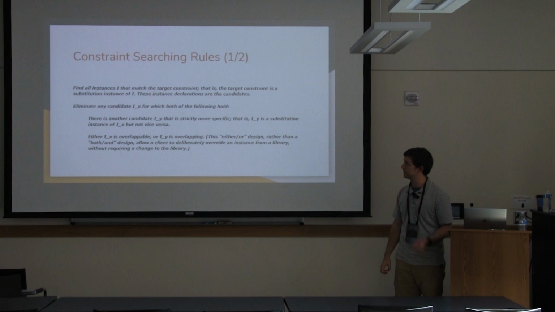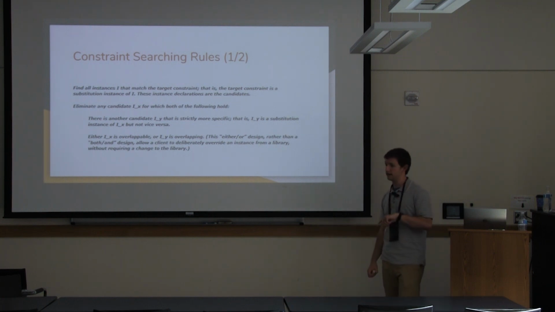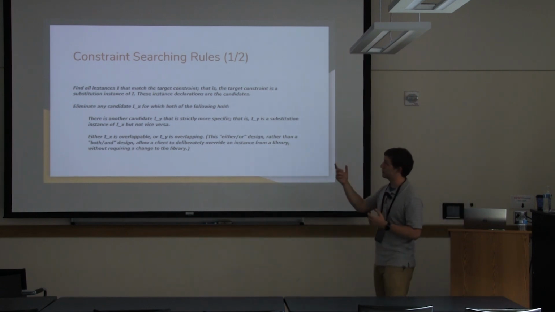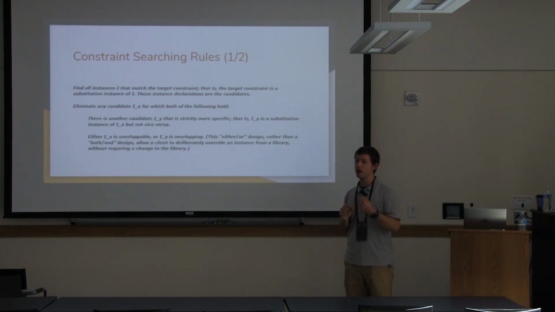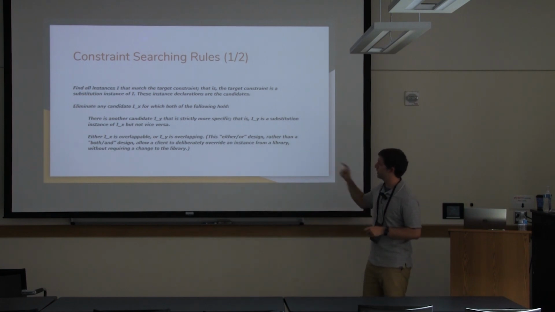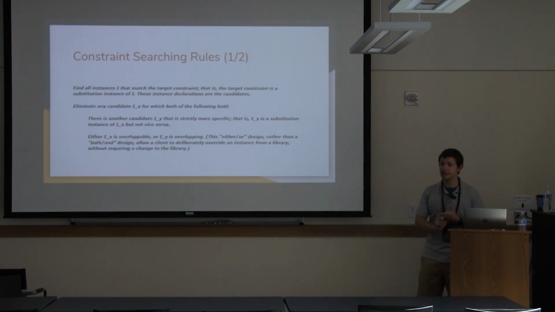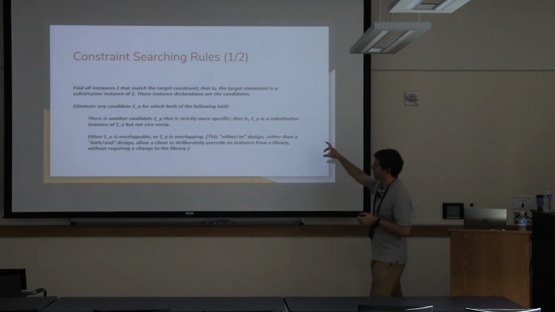So the target constraint is a substitution of that. Given a particular constraint, it finds all of the instances it could fit into as a substitution. And by substitution, that means each of the type variables in each position of the parameters for that type class. Then the first thing it does after finding everything is go through and delete any candidates from that instance pool where two conditions are true.